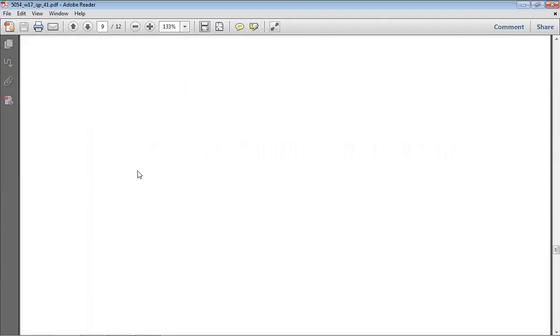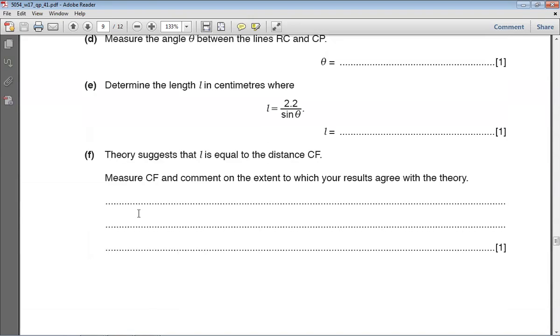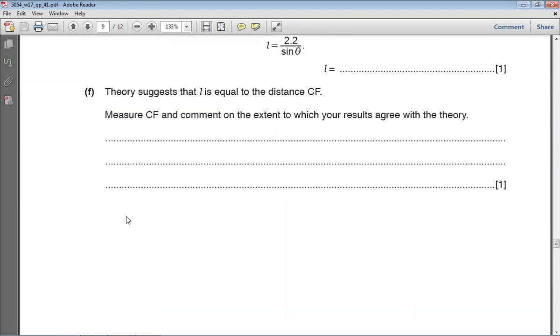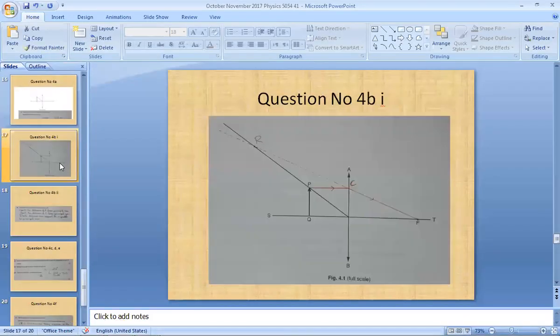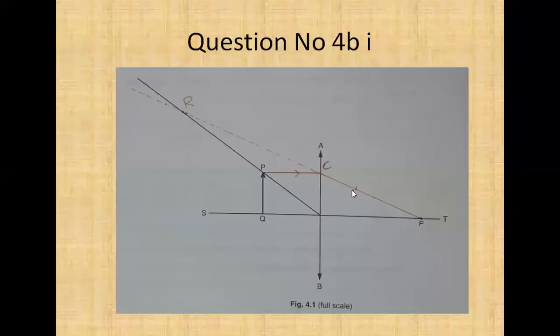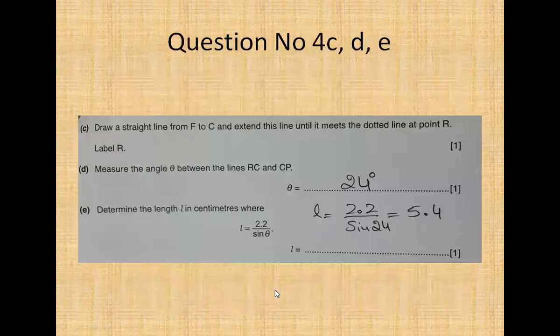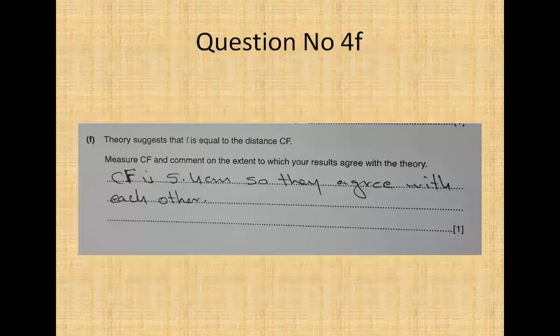What's the next part? And that's the last part. F part. Theory suggests that L is equal to the distance CF. Measure CF and comment on the extent to which your results agree with this theory. Okay, we can measure the CF. Let me show you. I will measure the length of the CF, so put a scale here and measure this length CF. I have done that. Measure with the help of the scale CF and then check it with the value of L. Theory says that they will be equal to each other.